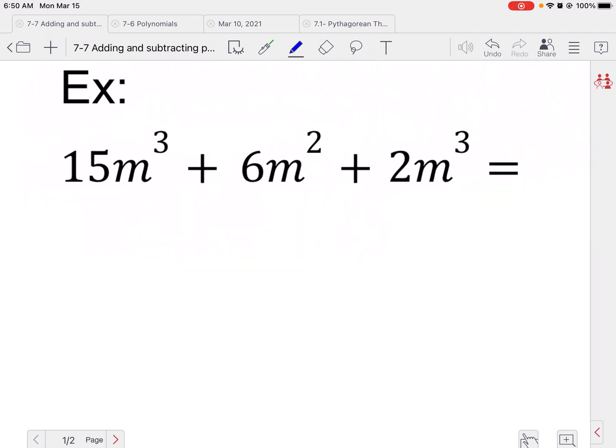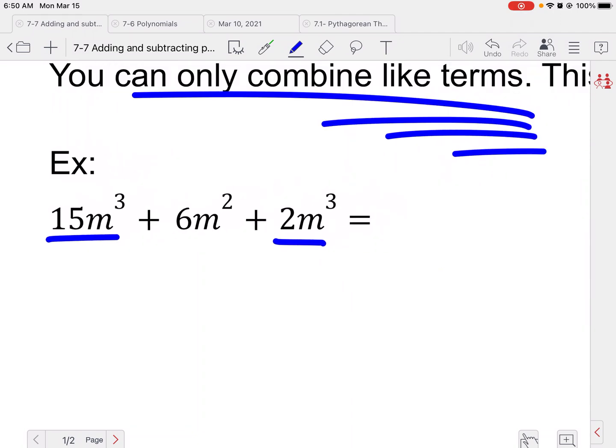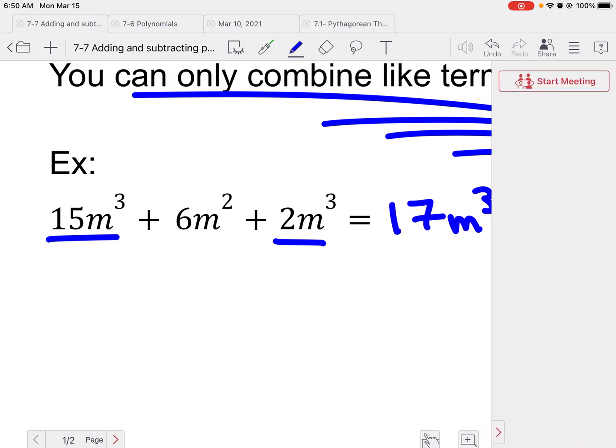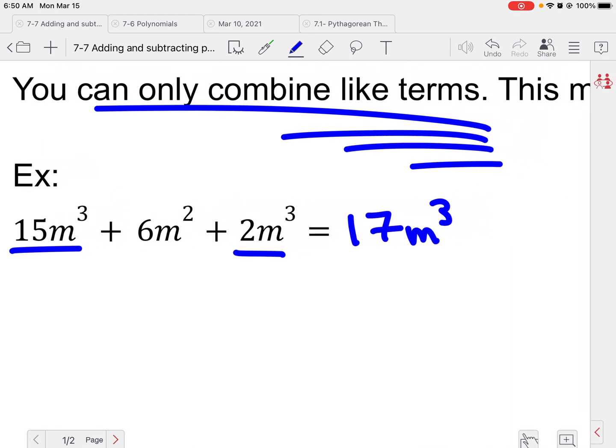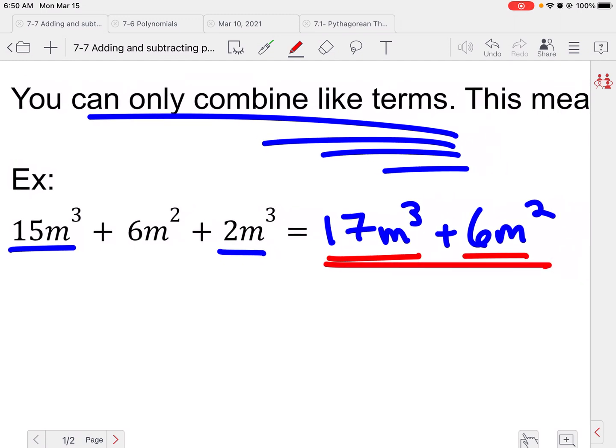So if I'm looking at this problem here, I see that I have 15m cubed plus 6m squared plus another 2m cubed. So I would combine the m cubes. This would be 17m cubed. Sorry guys. Plus 6m squared. Again, we should be writing our answers in standard form, which just means they're in descending exponent order, because remember, this monomial is a degree 3 and this monomial is a degree 2. Feel free to go back and watch that video if you need to on standard form.